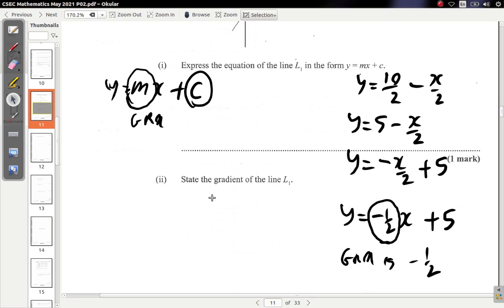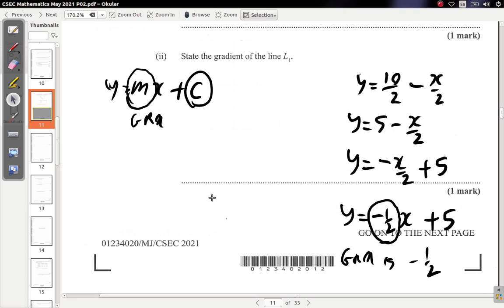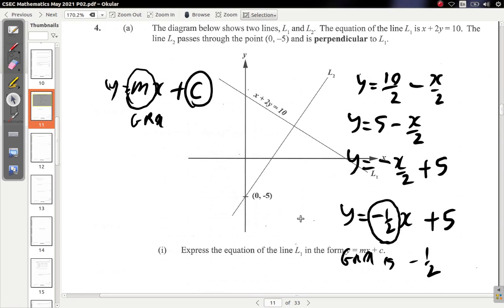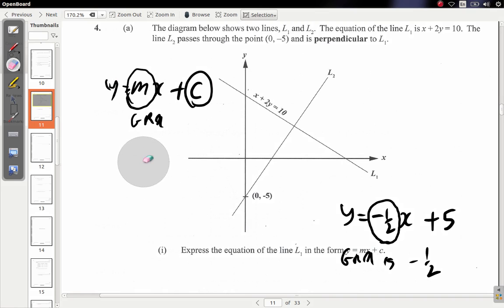Now, let's see what else they say. Hence, determine the equation of the line L2. You want the equation of the line here. Write down what you have so far and see if that can help. Now remember, if you want the full equation, you want the gradient and you want the y-intercept. You don't know the gradient of L2, but you know the y-intercept down here. So for L2, c equal -5, but we want the gradient.